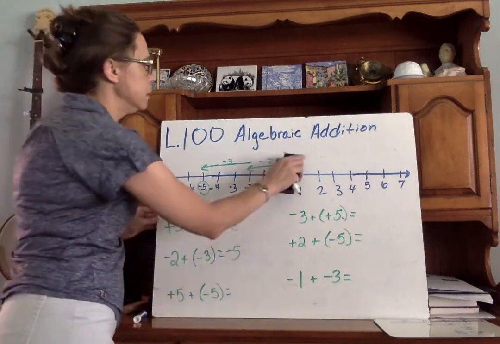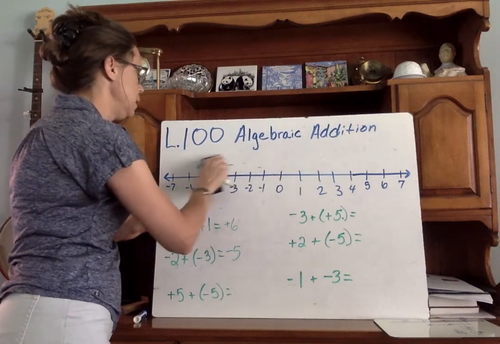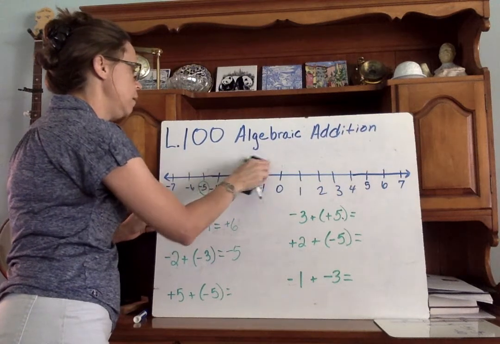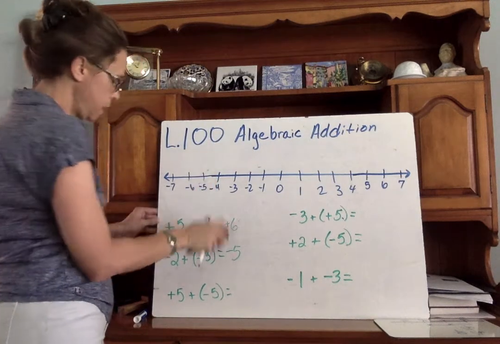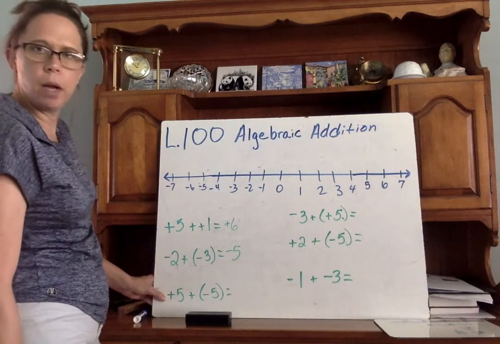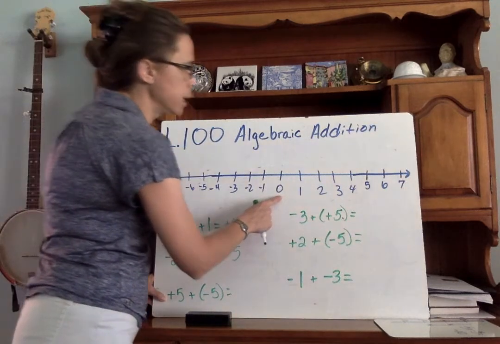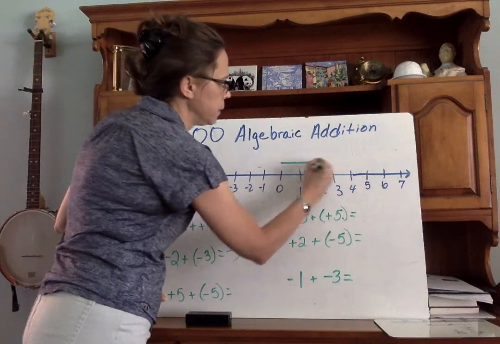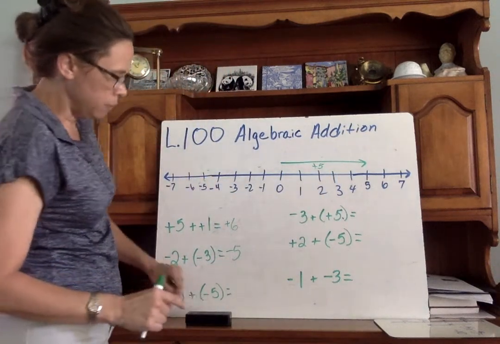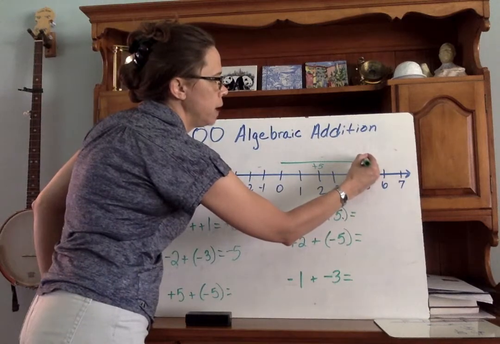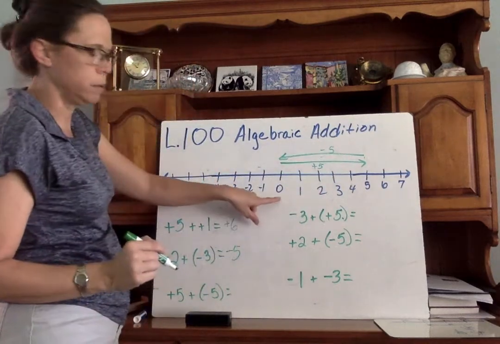Now let's see what happens on this next one. I have +5 plus -5. So I'm going to start at 0. +5 means I go 5 in the positive direction, right? That takes me here, +5. Now it says to add a -5. So from here, I'm going to go 5 in the negative direction. That's left. -5. Guess what that took me back to? 0.